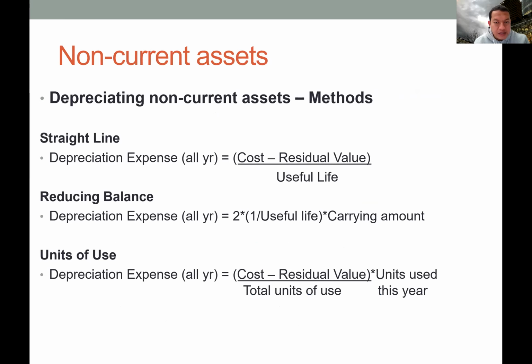Okay, so these are the methods of calculating depreciation expense. The first one is the straight line method. This is the most straightforward and simple method. First we need to calculate the depreciable value. So this one is basically the depreciable value of this asset.